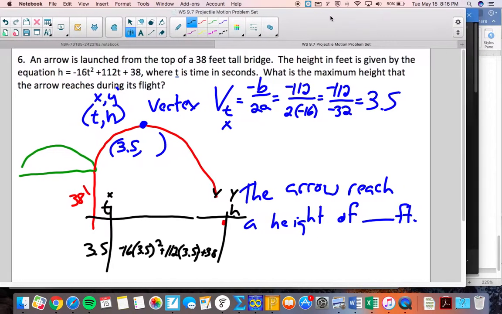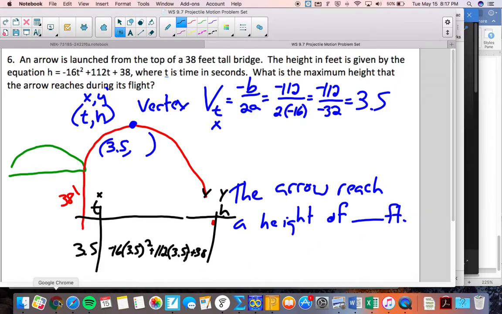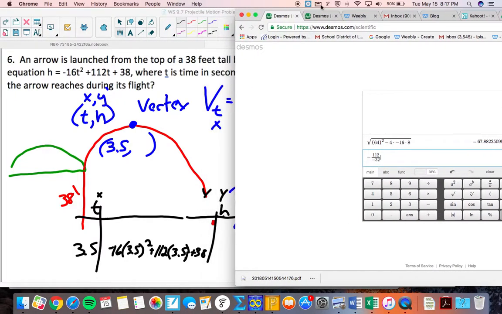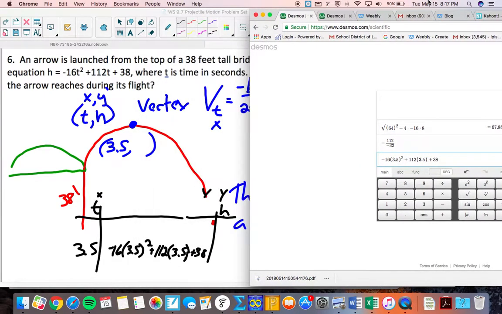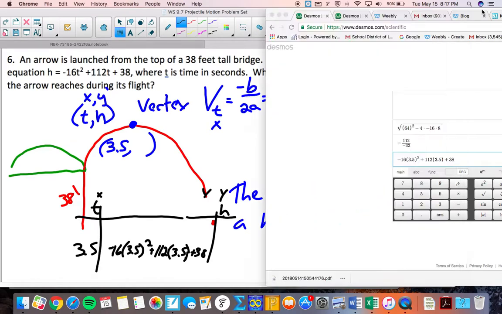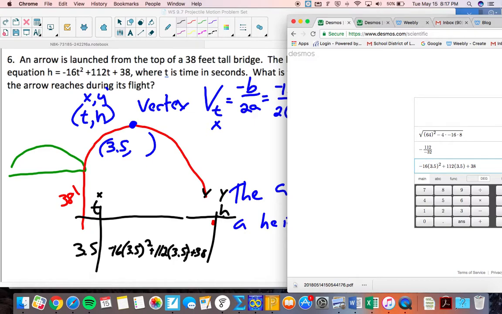So here we go. That's what our calculator is for. Again, I'm using the Desmos Scientific Calculator. I think it works the best. The squared button's right there. Plus 112 times 3.5 plus 38. You get 234 feet. Did you see that? Is that right? 234. There we are.